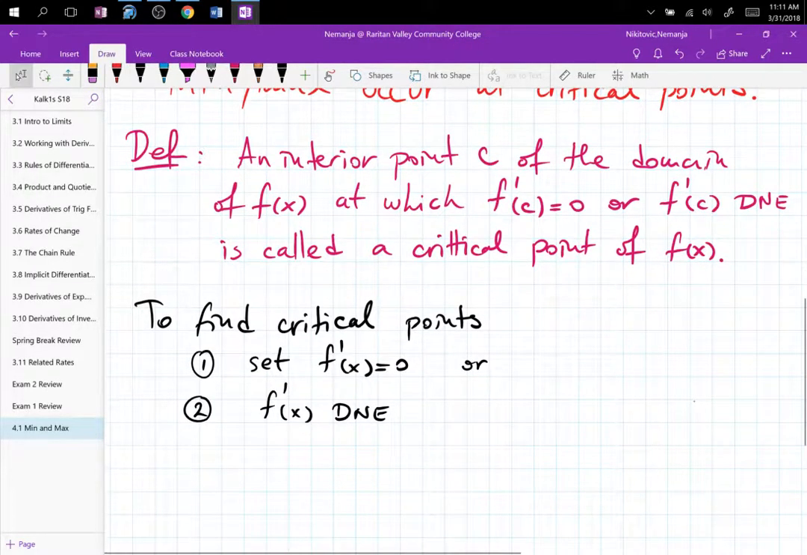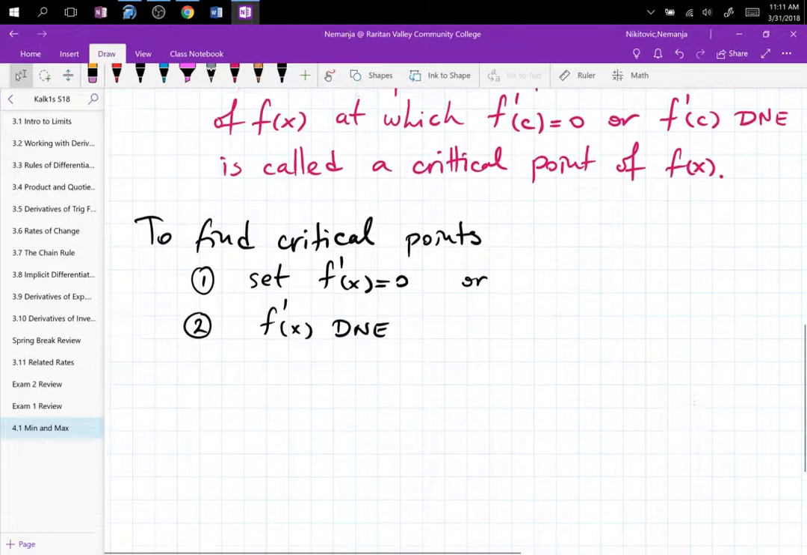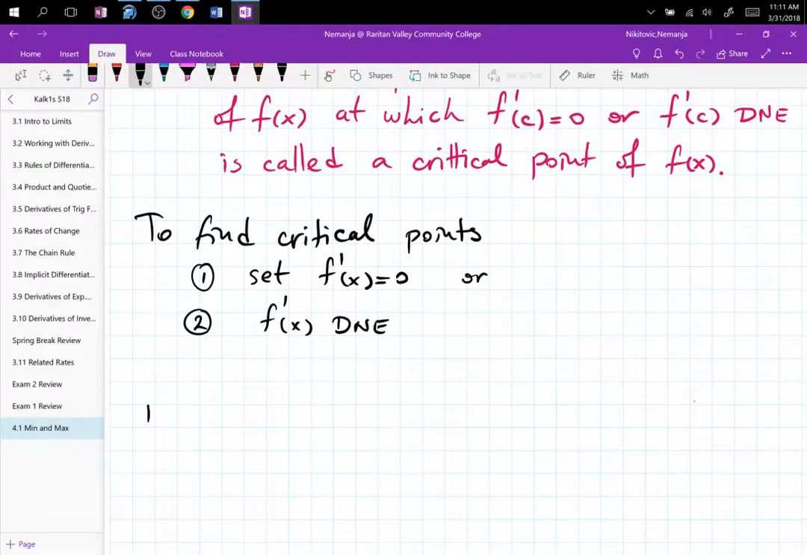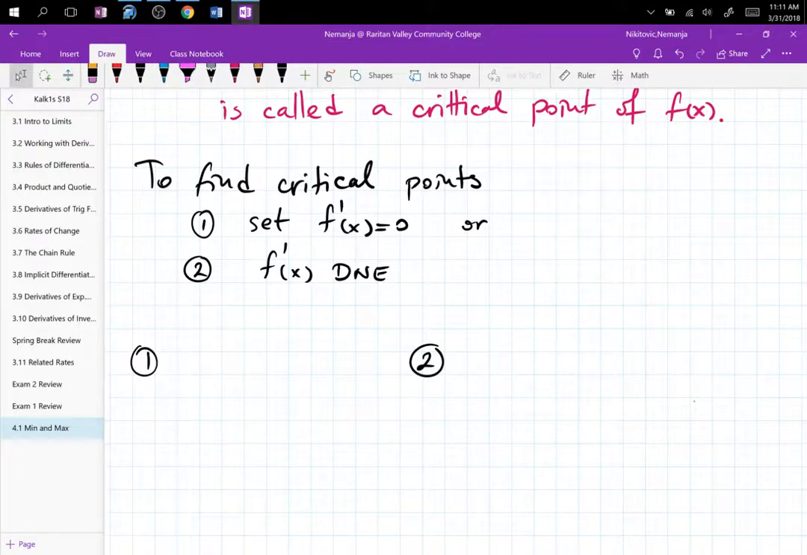Now, this does not exist is a little bit tricky situation, but it has to be there. So I'm going to give you example 1 and then example 2, and then we'll do obviously more involved examples. So the most basic example we can think of is y equals x squared.